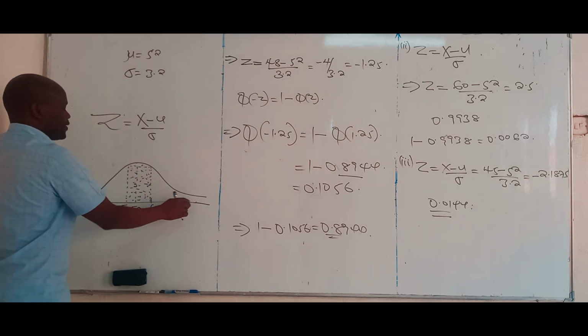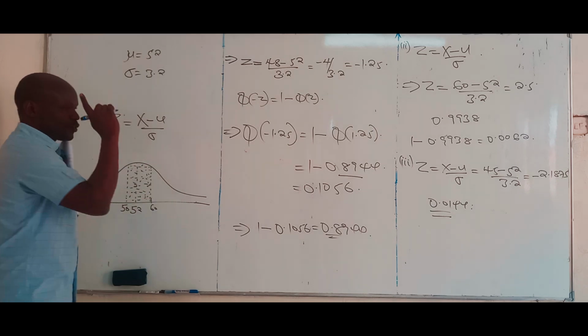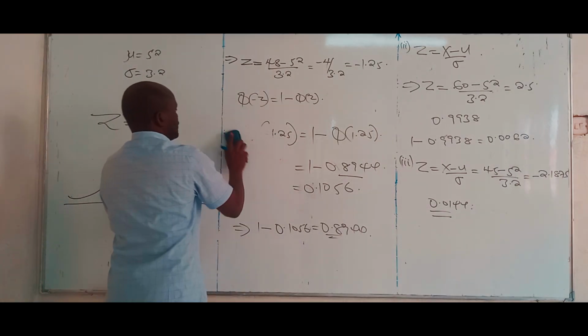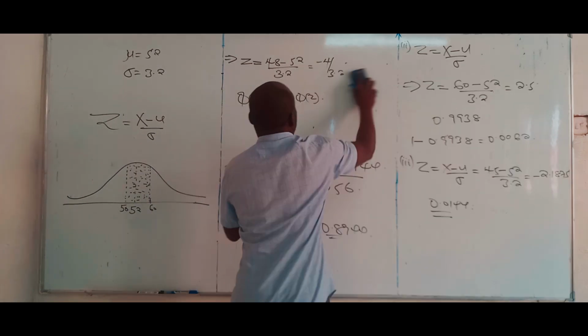Realize or remember that the total probability under this curve is 1. So this is how it proceeds.